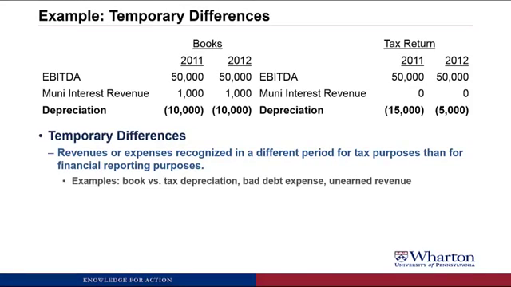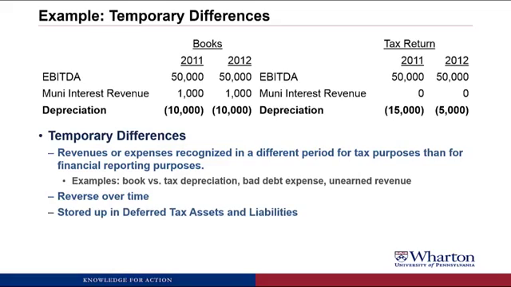See, for tax purposes, we basically have shifted $5,000 of expense from 2012 to 2011 compared to what we do on the books. In addition to depreciation, bad debt expense is going to be an example of this, and unearned revenue. In fact, there are a lot more examples, and we'll see them later in the week. These differences are going to reverse over time, and we're going to store up these differences in something called deferred tax assets and deferred tax liabilities, which we're going to talk about later in the week.